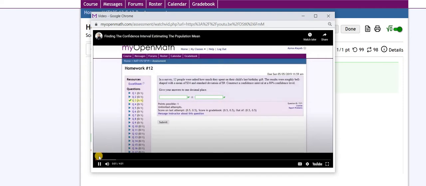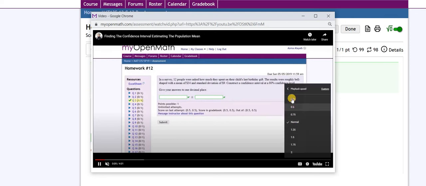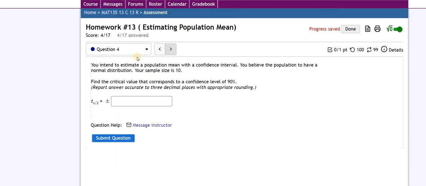Hello students, in this video you will be able to control the playback speed. If I'm going too fast for you, go to a slower speed. You can go at 0.75 or 0.5 or 0.25. It's up to you. If I'm going too slow, you can speed it up a little bit by going 1.25 or 1.5 or 1.75. Let's go to the next question.